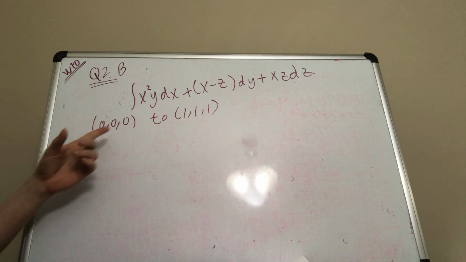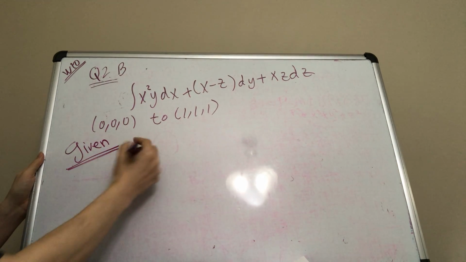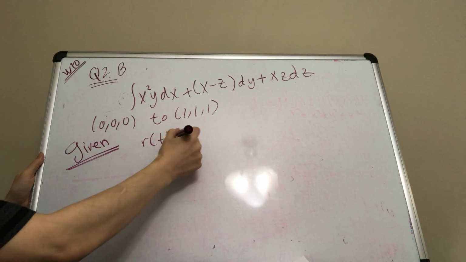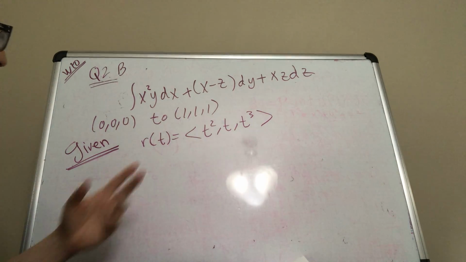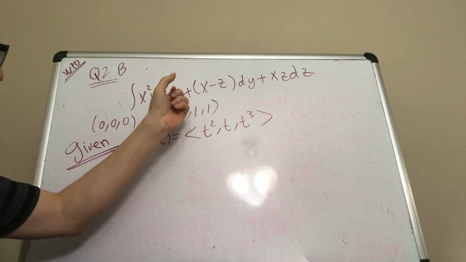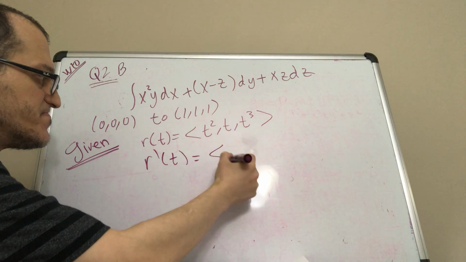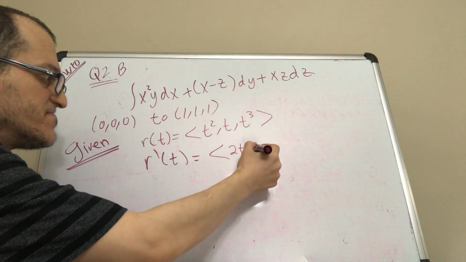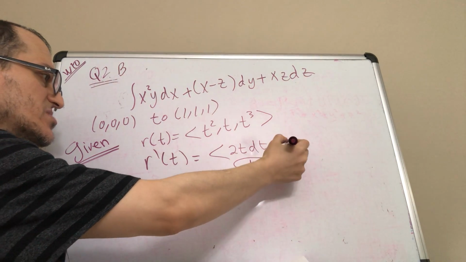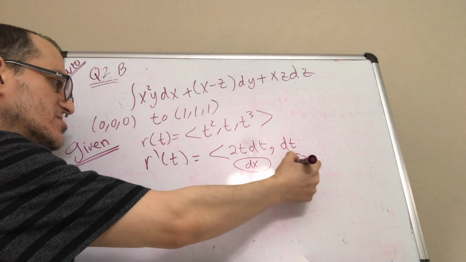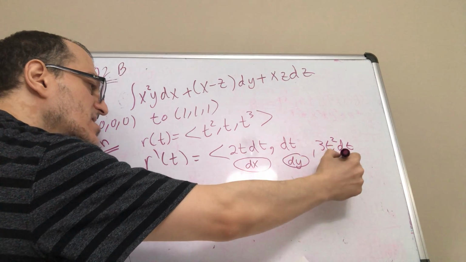But this one, they don't want you to figure out the curve. The curve is given. So this time, they give you the curve. And since we don't have ds, we only have dx, dy, dz, we find the derivative. This derivative would be 2t dt. This would be your dx. This one is dt. This would be your dy. And this one would be 3t squared dt. And that's your dz.